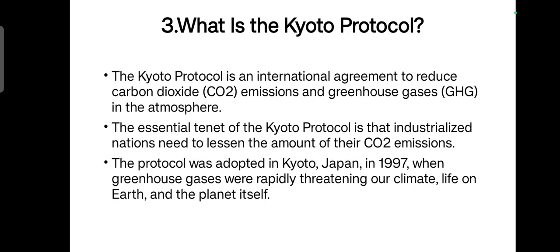The third consideration is the Kyoto Protocol. The Kyoto Protocol is an international agreement to reduce carbon dioxide emissions and greenhouse gases in the atmosphere. The essential tenet of the Kyoto Protocol is that industrialized nations need to lessen the amount of their CO2 emissions. The protocol was adopted in Kyoto, Japan in 1997 when greenhouse gases were rapidly threatening our climate, life on Earth, and the planet itself.